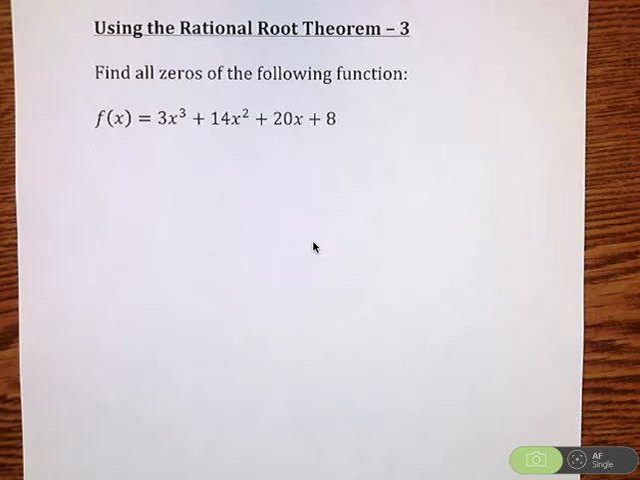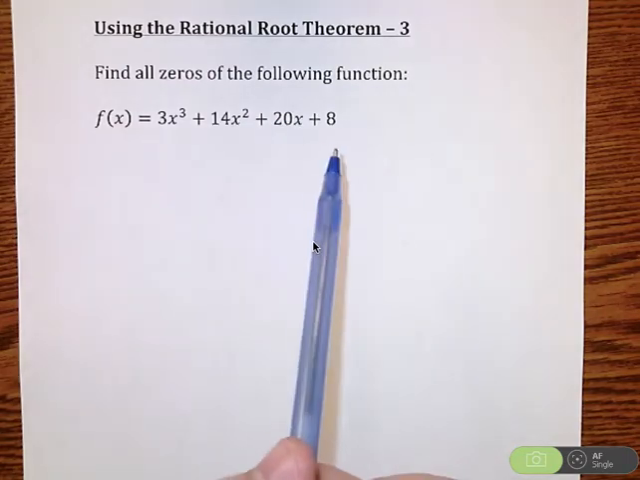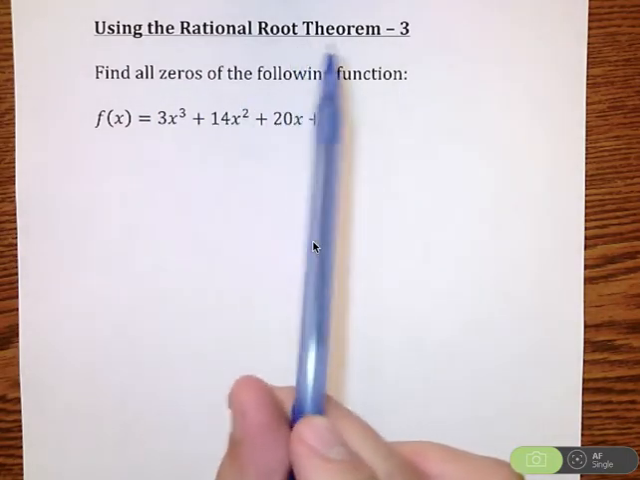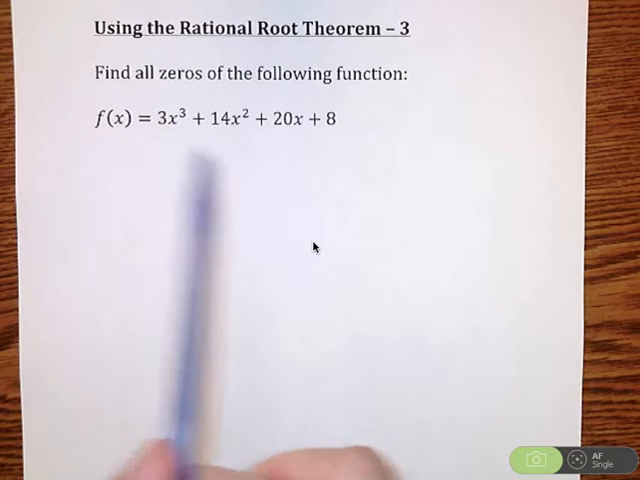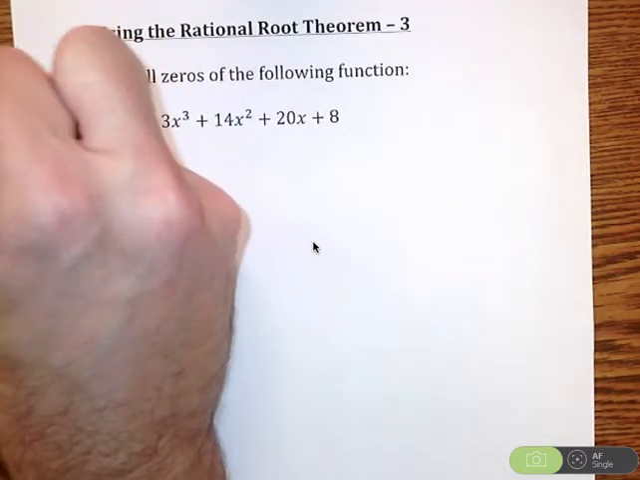All right, this is my third video on using the rational root theorem. So we're going to find all zeros of this polynomial function. We're going to do that by factoring. Again, we're using the rational root theorem because our polynomial cannot be factored directly. So we use the rational root theorem to allow us to get to a point where we can break this down and factor it.